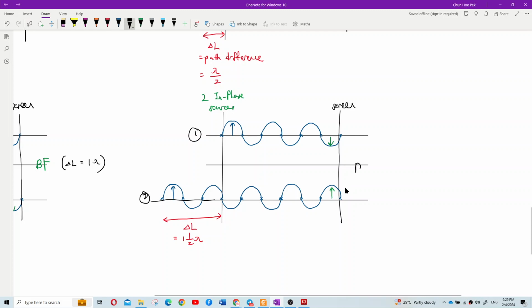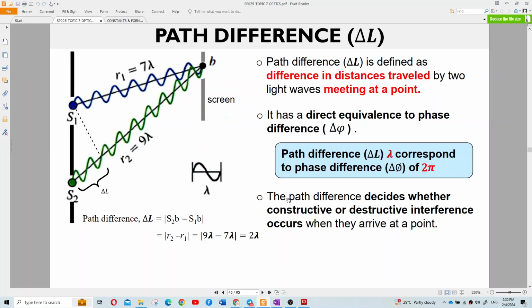On the screen, they generate a dark fringe. Destructive interference. The two waves cancel each other. Why like that? It's all because of the path difference. That's why the path difference decides whether constructive or destructive interference occurs when they arrive at a point. Understand, class? This path difference decides whether constructive or destructive interference occurs when they arrive at a point.